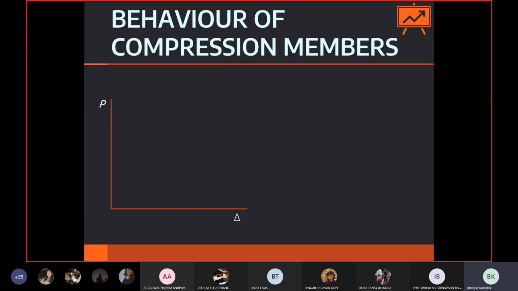So now, squash load is very easy to find out. We know that squash load is equal to stress times area. Simple. But how do we find out the area for a slender column? There has to be theory behind it. So let's look at the theory behind the behavior of compression.